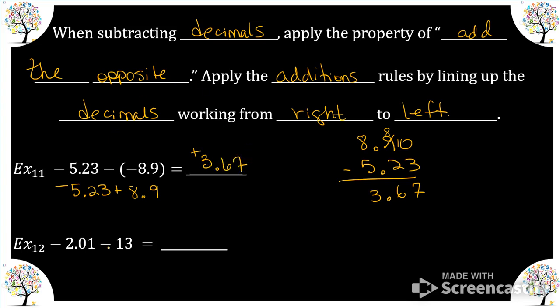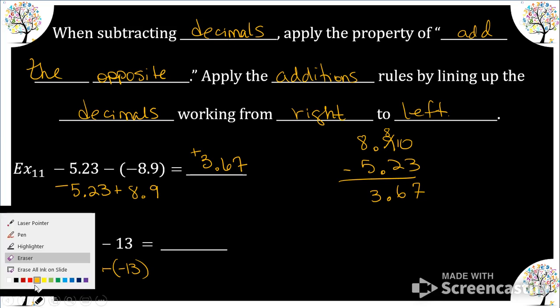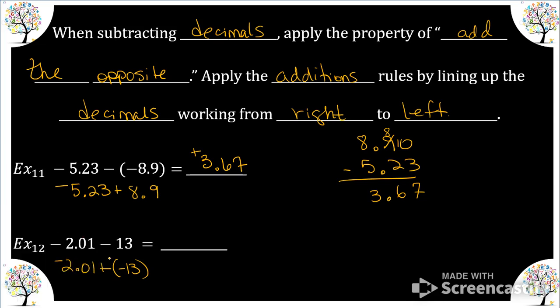Number 12, we have a subtraction, so I'm going to apply keep, change, change. This time we are adding numbers that have the same sign, so we add them up and we apply, erase that. It's not going to be positive, it is going to be negative. We have negatives added together to get negative.